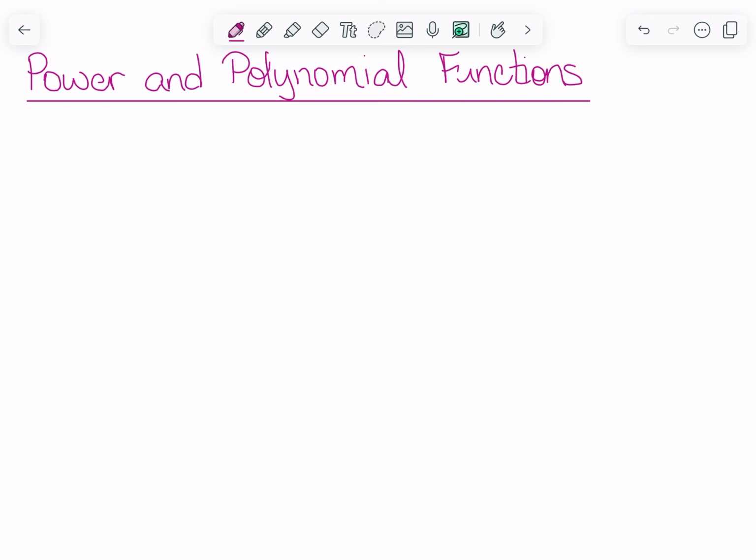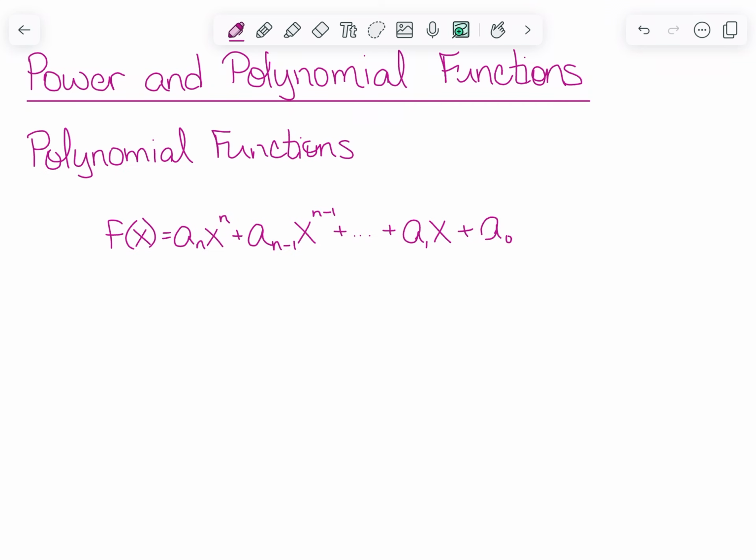Next, let's look at polynomial functions. Polynomial functions are the result of just adding together several different power functions. This definition looks a little more complicated, but it's anything of the form a_n x to the n plus a_(n-1) times x to the n minus 1, all the way down to a_1 x plus a_0. All of the a's can be any number, and n is a whole number. So let's look at an example of a polynomial function. So a polynomial function can be 7x to the fourth plus 2x cubed minus 9x plus 1.